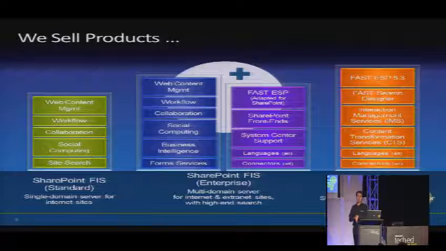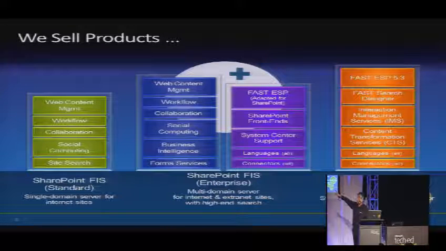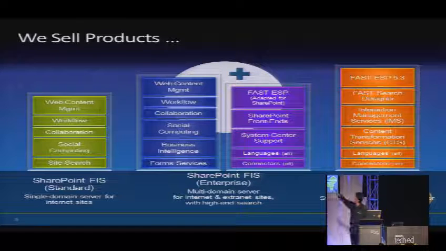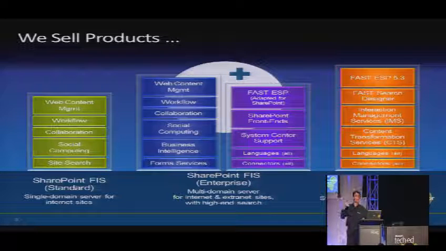So Microsoft sells products, and I'm just going to run through these products fairly briefly. On the left-hand side, you've got SharePoint FIS, SharePoint for Internet sites, which is standard. It's a single domain server for Internet sites. So in other words, if I have abc.com, that's all I can do. I can't do abc and xyz.com. That's one of the key differentiators between SharePoint FIS Standard and SharePoint FIS or FIS Enterprise. It's got multiple domain support, and it has a whole series of other things that are essentially key things that people want us to be able to see.